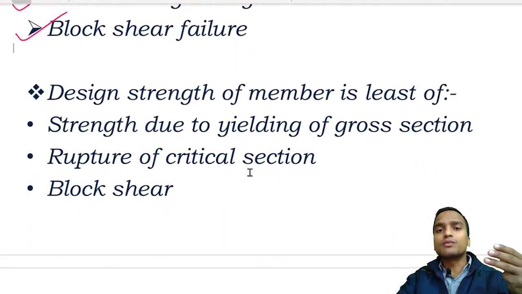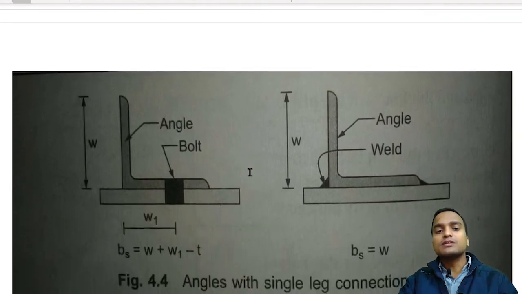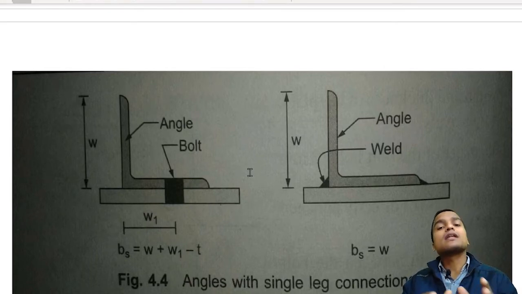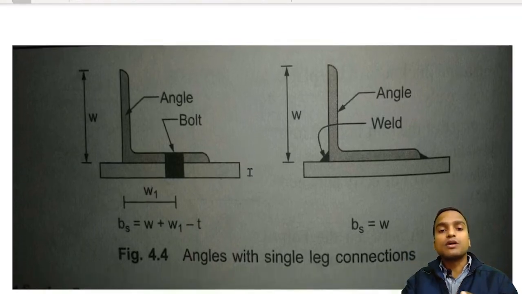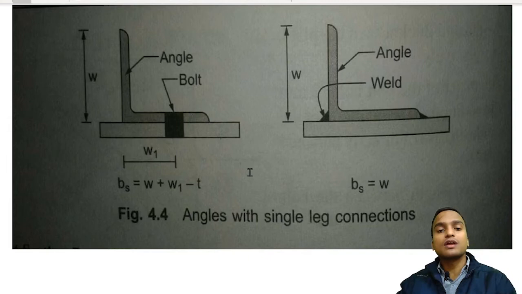strength due to yielding of gross section, rupture of critical section, and block shear. We have also seen the formulas to calculate net sectional areas in plates and angles. In angles you have to remember these two figures, although they are shown in very small size in the IS code, and these formulas are very important.